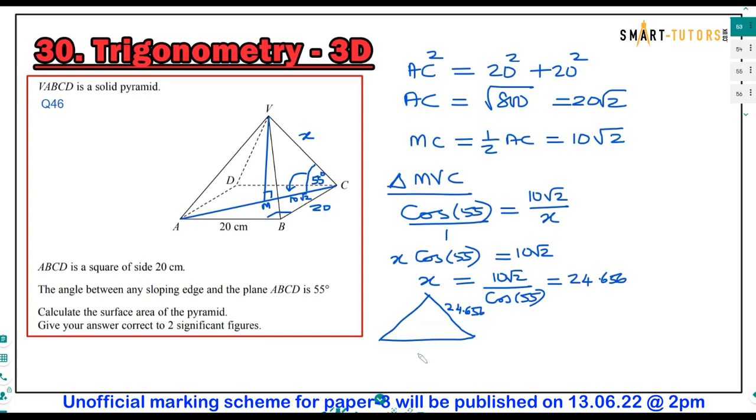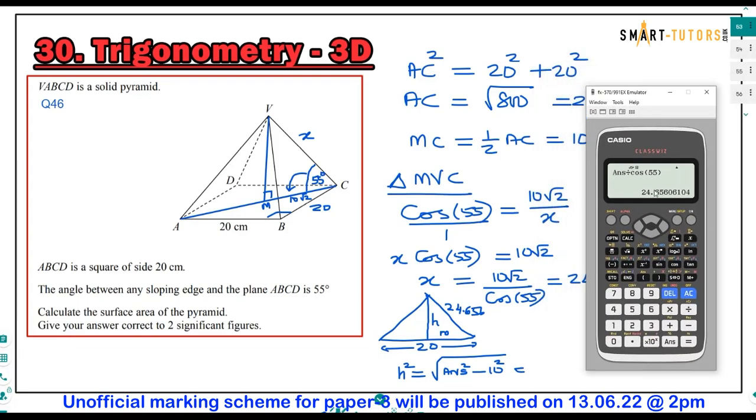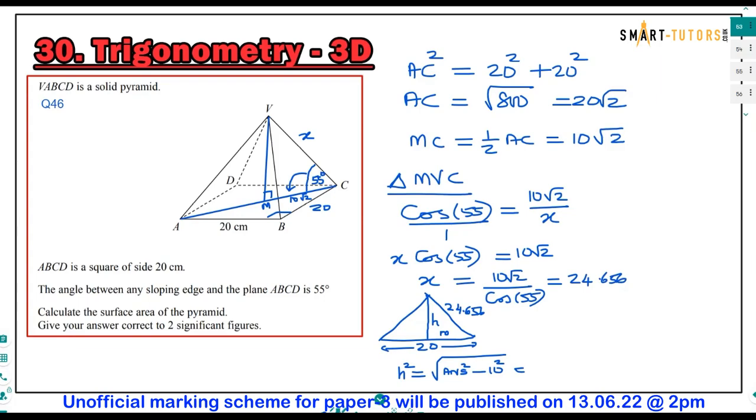Now if I draw a triangle here, this is 24.656 and this is 20, and we can easily find out the perpendicular height because this is 10, right? So h squared is equal to the square root of the answer squared minus 10 squared. I can use the calculator without erasing that answer: square root of answer squared minus 10 squared, which we know is 100, and the answer is 22.53.